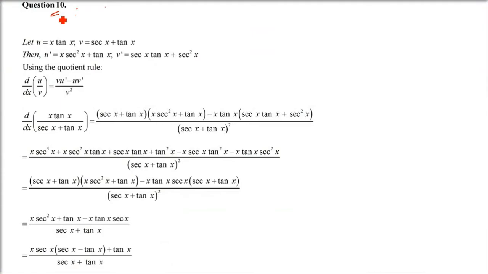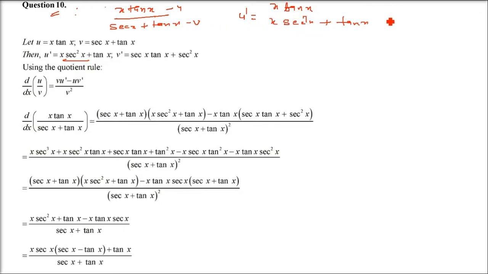Now next is question number 10 here. Here we have x tan x by sec x plus tan x. U is x tan x, v is sec x plus tan x. U dash will be what? We have to do it by the product rule. So for x tan x, first we do x, then tan x is sec square x. Then you have tan x, then you have x is 1. So x sec square x plus tan x by the product rule comes from here.